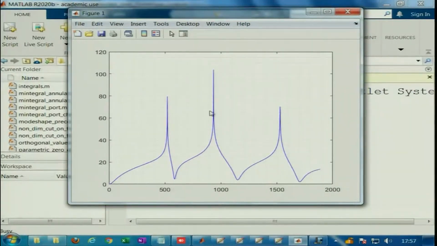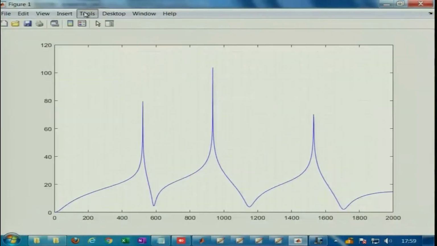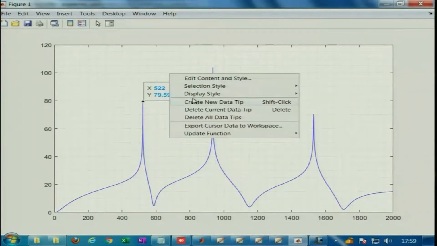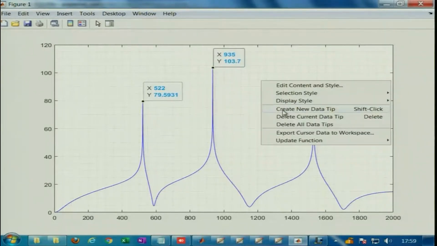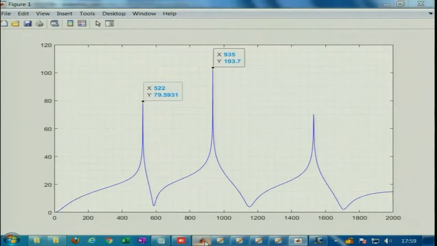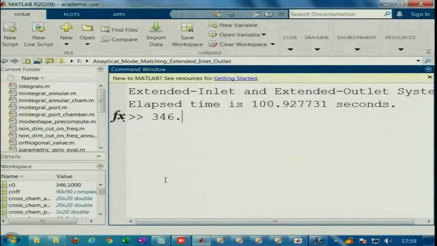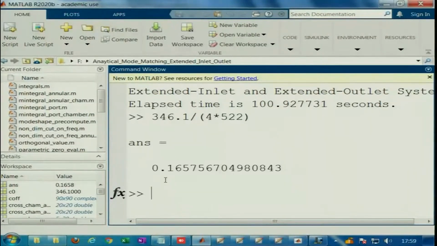You see a lot of difference. Okay, so this was the graph. So, as usual we will go to the frequency thing. So, this was our first peak, 522, like I correctly predicted. Now, this is 935, and we do not worry about the other one. So, 346.1 divided by 4 times 522. So, that is what it was, 165.75, isn't it?